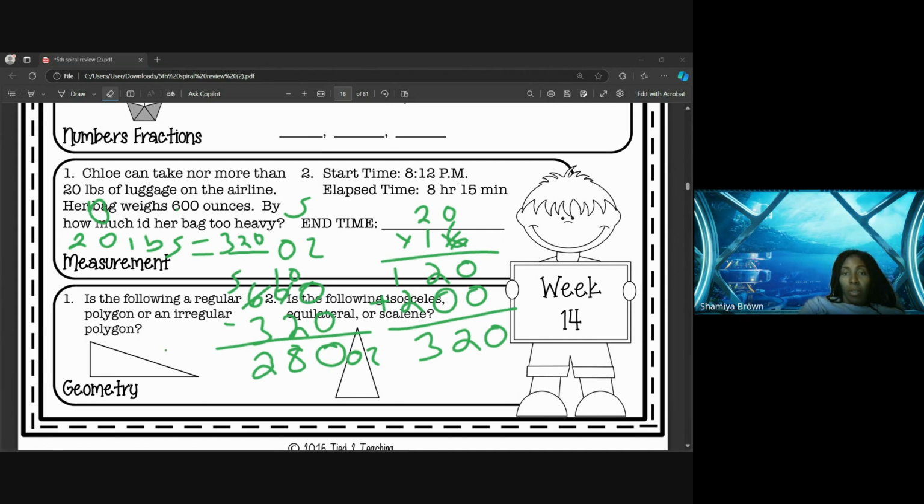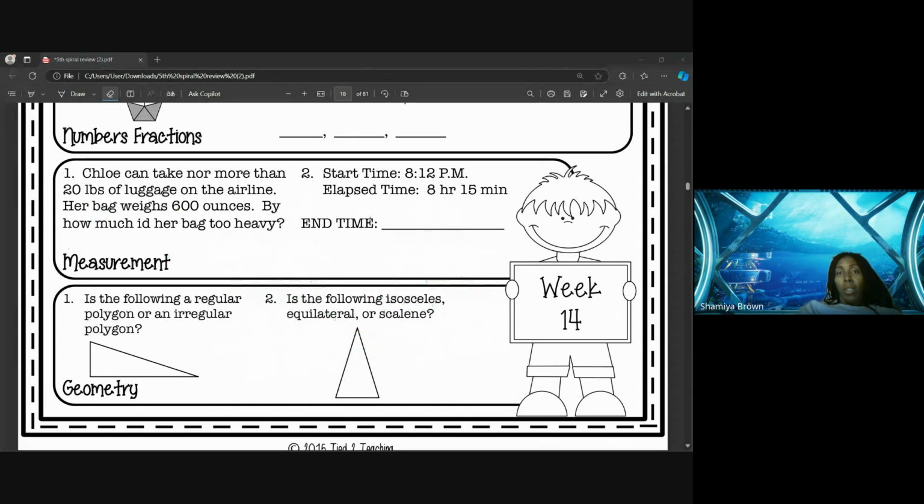Okay, next one. So this is elapsed time. We have to find the end time. Something started at 8:12 p.m., and the time that went by was 8 hours and 15 minutes. We'll see what happens on this one. It might go over to the a.m.